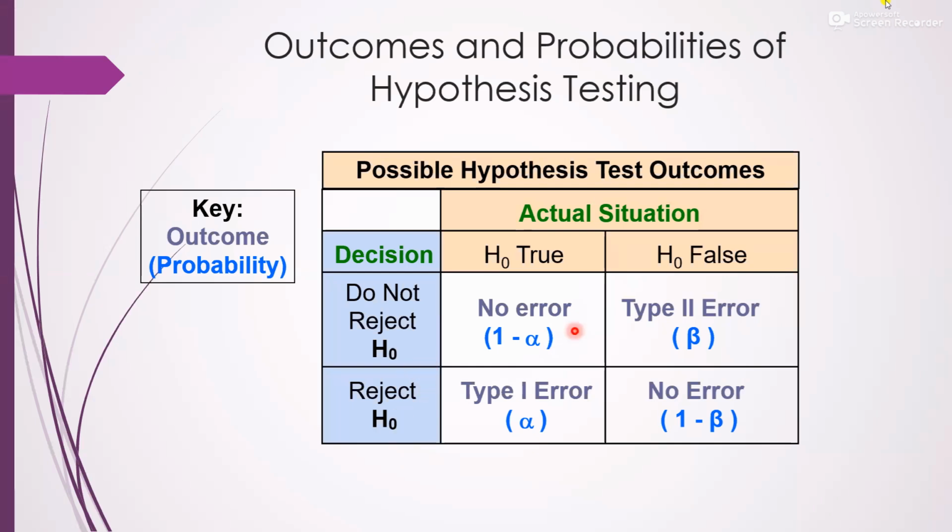Now we intersect the actual situation with the decision. If our decision is do not reject H naught, and the actual situation is H naught is true, then there is no error, right? If this happens in our hypothesis testing, that is no error. So the probability of getting no error is 1 minus alpha.